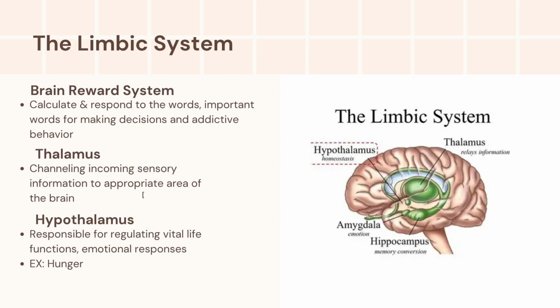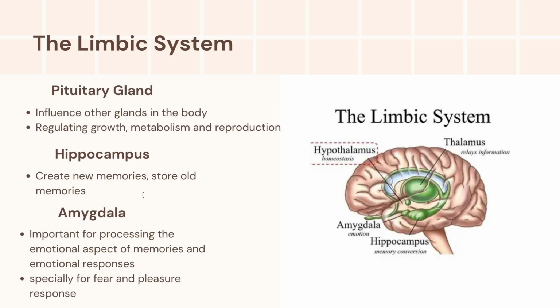We're done with the brainstem, and we're going to the limbic system right now. The first one we're going to talk about is the brain reward system. This is the part of the brain that calculates and responds to rewards, and it's important for decision making and addictive behavior. The green part at the center, the thalamus, channels incoming sensory information to the appropriate areas of the brain. Smell is the only sense that is not processed here. The hypothalamus is responsible for regulating vital life functions, like emotional responses, hunger, and so on. This one is a little bit under the central green part. The pituitary gland is the master gland in the body, regulating growth, metabolism, and reproduction.